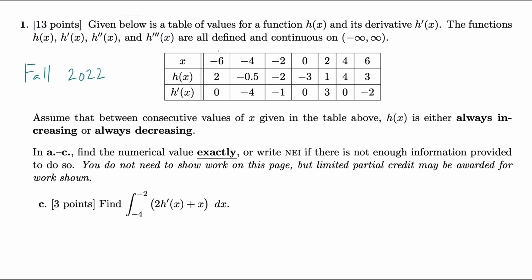Again, whenever you're given a table of values, you don't have much information about what's happening in between the table entries, but they are giving us information in this problem by letting us assume that between consecutive values of x in the table, h of x is either always increasing or always decreasing. For example, between -4 and -2, we see that h of x has gone down. It went down from -0.5 to even more negative, -2. So we know h of x was actually decreasing here in between the table entries because they said we can assume this. But having pointed that out, let's dive into the question.